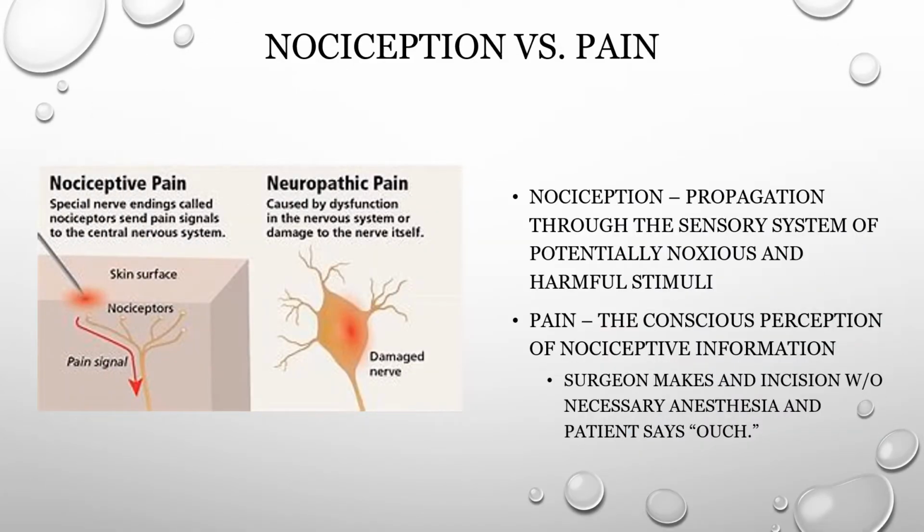Nociception versus pain. Nociception is a propagation through the sensory system of potentially noxious and harmful stimuli, whereas pain is the conscious perception of nociceptive information. For example, if a patient is unconscious after receiving only propofol and has an increase in heart rate and blood pressure in response to surgical incision, this is an example of nociception.